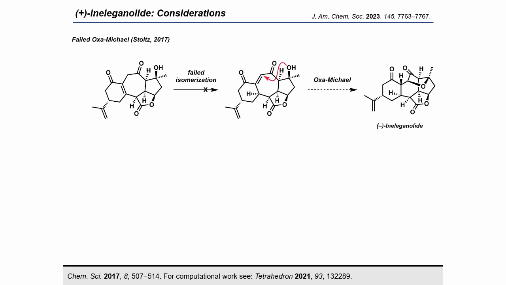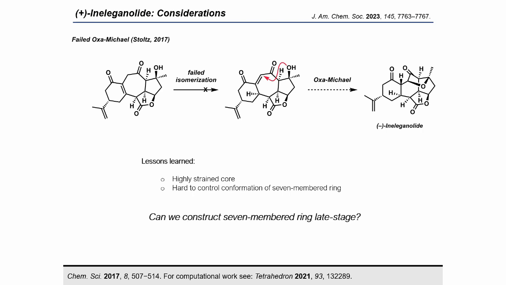While this approach did not succeed, there were a couple of key takeaway lessons that paved the way for the future. 1. It is difficult to induce a lot of strain late stage to construct the highly rigid core, hence the unsuccessful oxa-Michael reaction. And 2. While trying to isomerize the double bond, it was found that the conformation of the central 7-membered ring was increasingly hard to control. This shaped the design of our new route and posed the question, can we construct the 7-membered ring at a late stage?